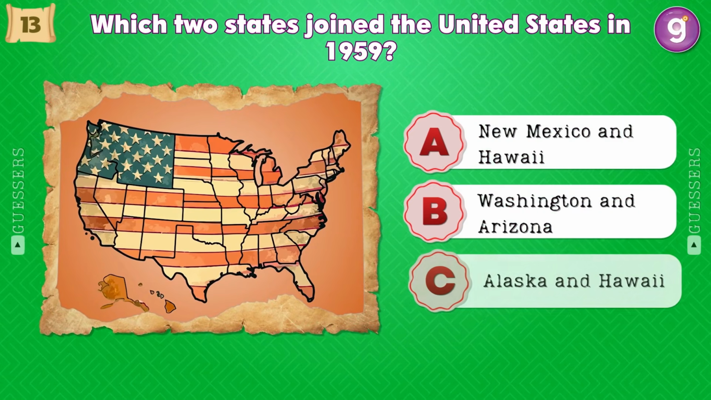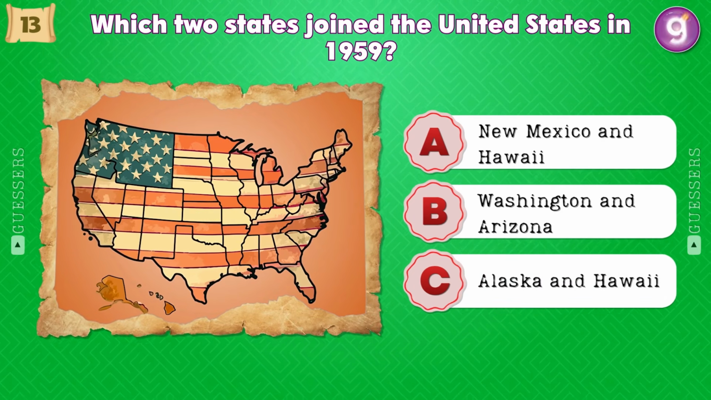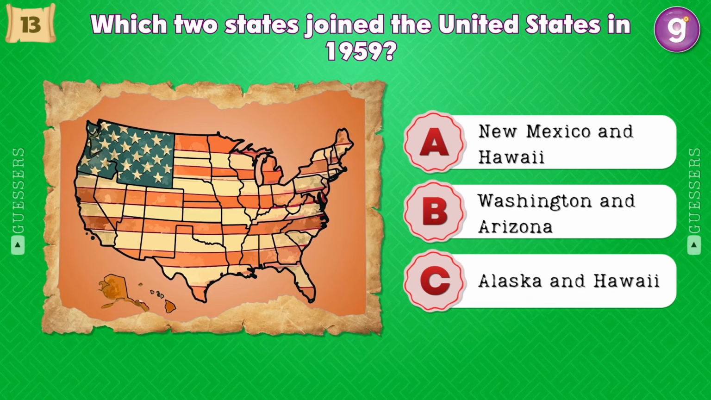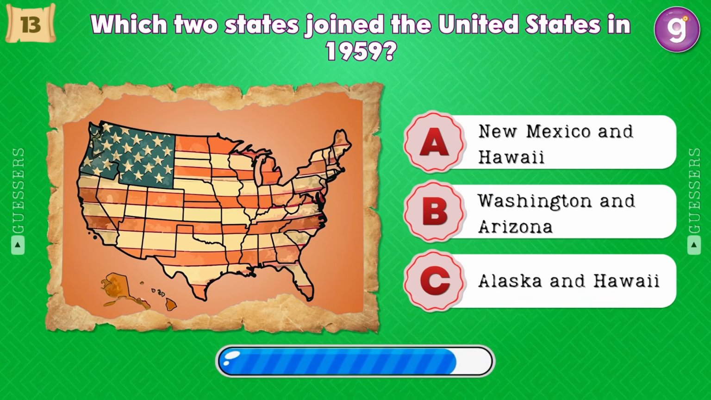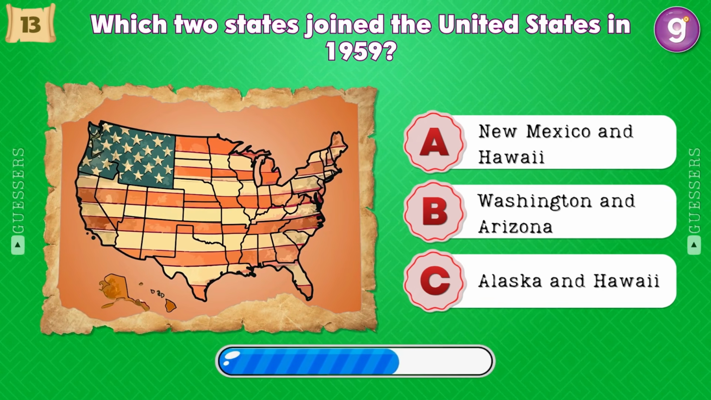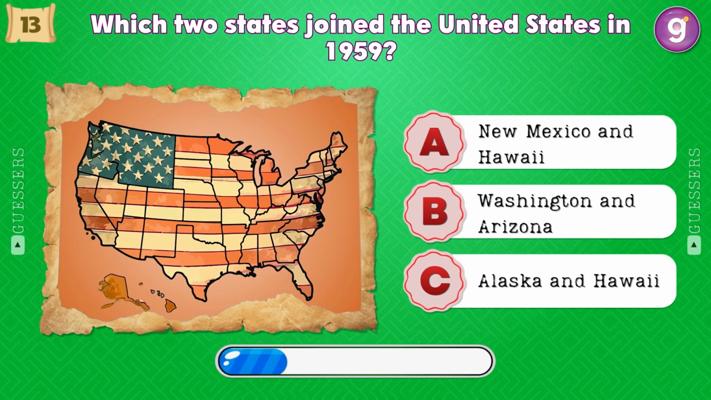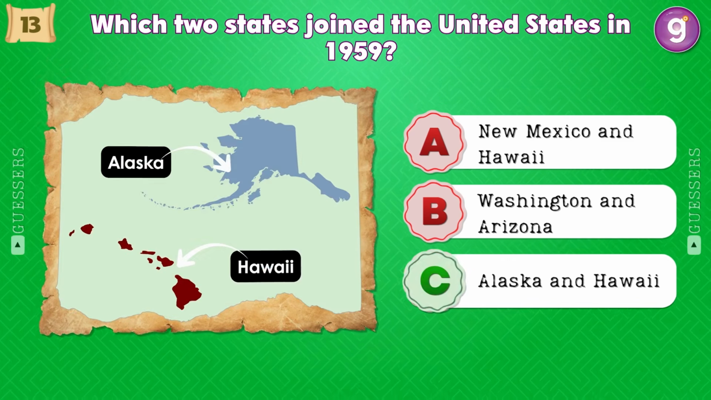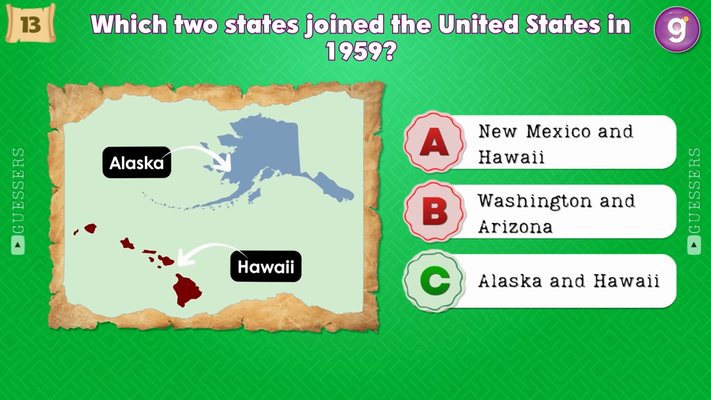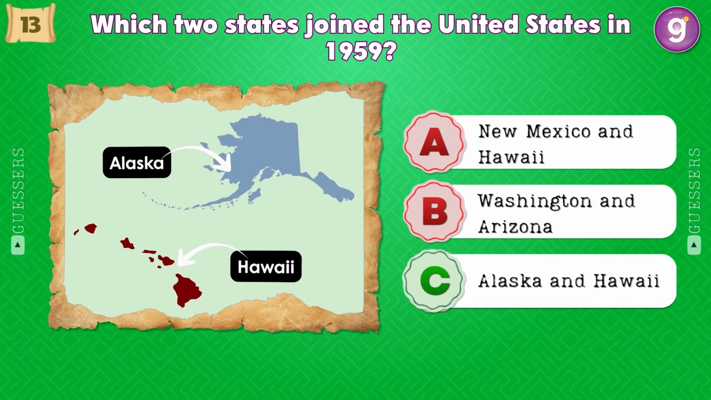Which two states joined the United States in 1959? Were they New Mexico and Hawaii, Washington and Arizona, or Alaska and Hawaii? Alaska and Hawaii both joined the United States in 1959, expanding the nation to 50 states.